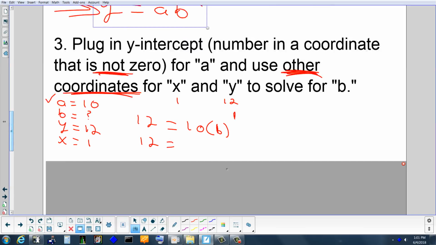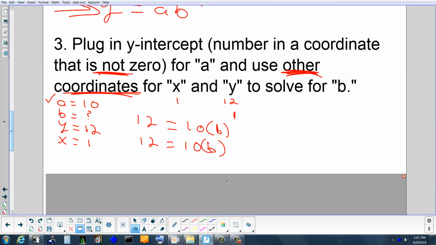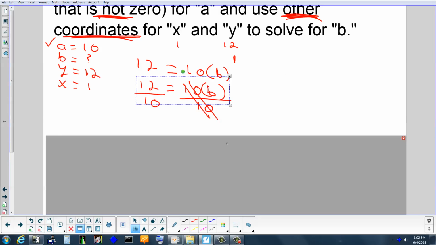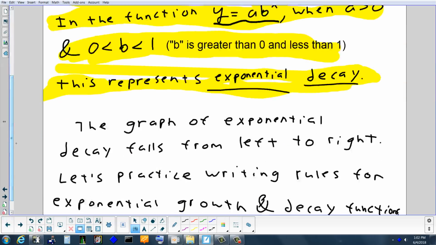So all we have is 12 equals 10, and I'll put it in parentheses so it doesn't look like 106. So we have 12 equals 10 times B. How do we move that 10 over to the other side and get B by itself? We use the inverse operation. So we have 10 times B, divided by 10. We're going to divide each side by 10, yep, and we get 12 tenths equals B. 12 tenths.